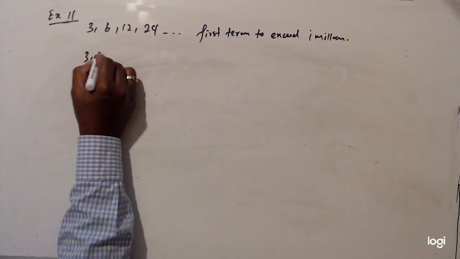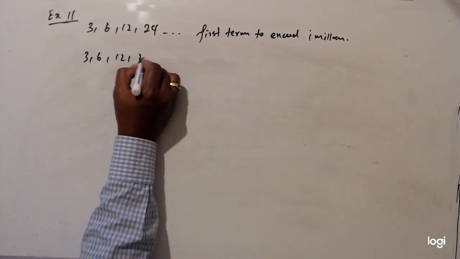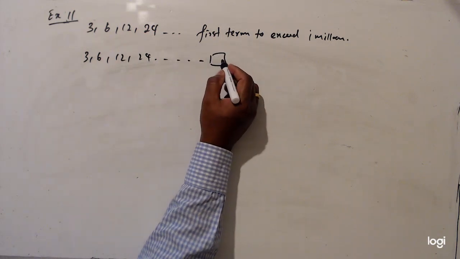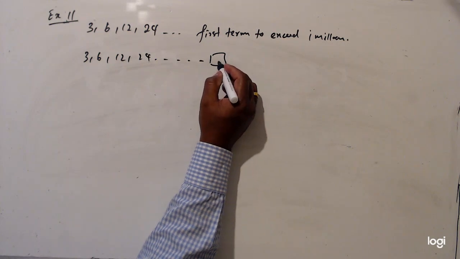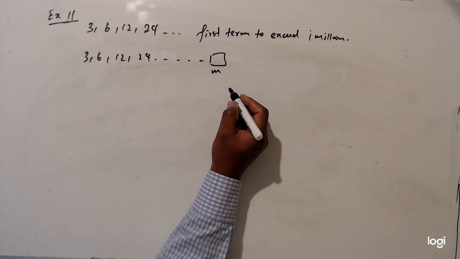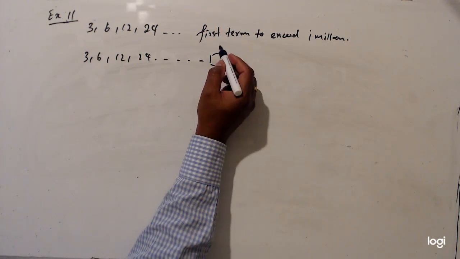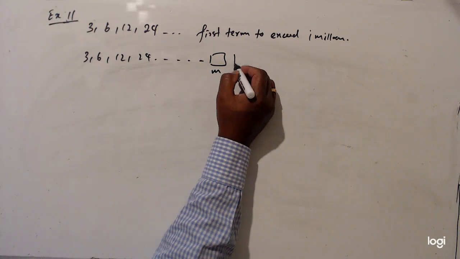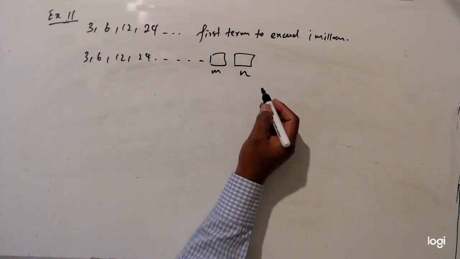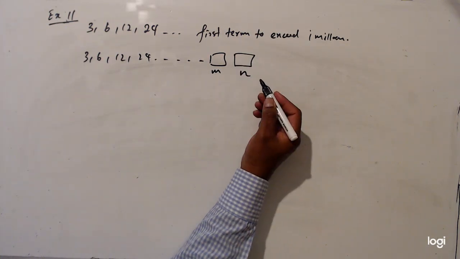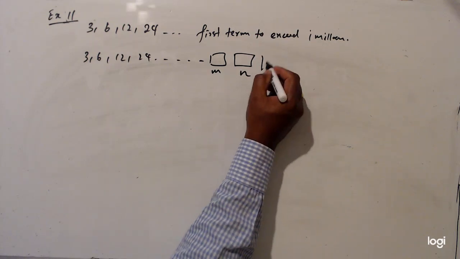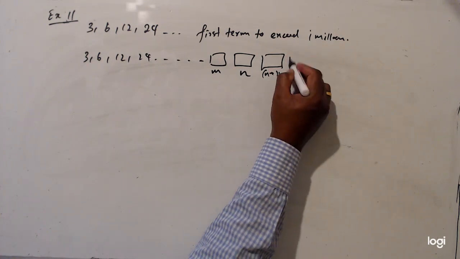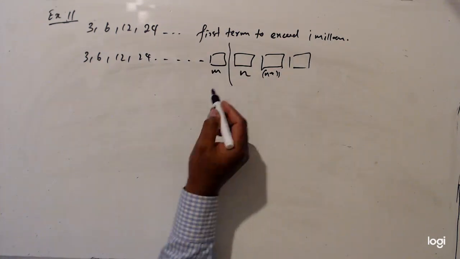So 3, 6, 12, 24, and let's say some term, let's say the m-th term, is less than 1 million, and the next term, let's say the n-th term, is more than 1 million. And after that, all the terms, n plus 1 and so on, are more than 1 million. So this is the boundary.